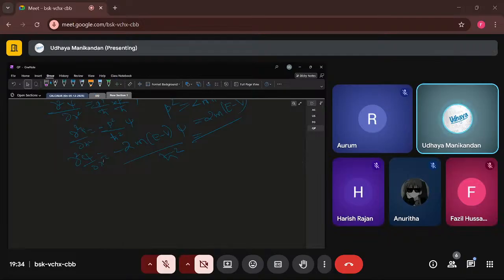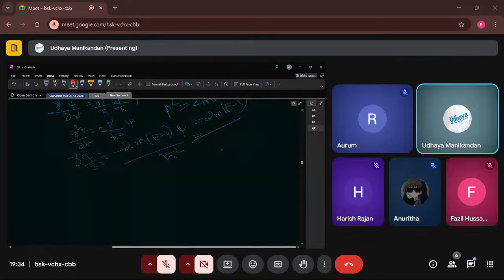One second, I'll change the color. This is not visible. And also format background. Yeah, sorry.